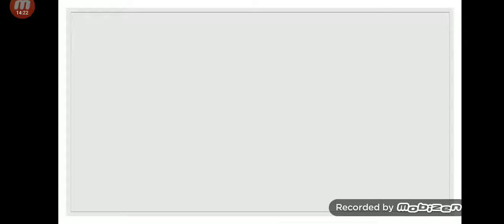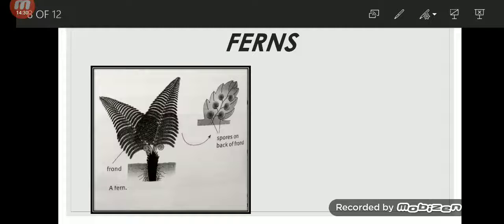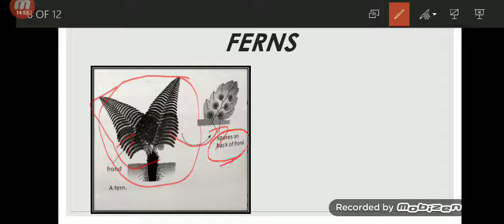I will show you the picture. This is a fern. This is a frond. It is a leaf. And behind this frond, there are spores on the back of the frond. You can see these are the spores on the back of the frond.